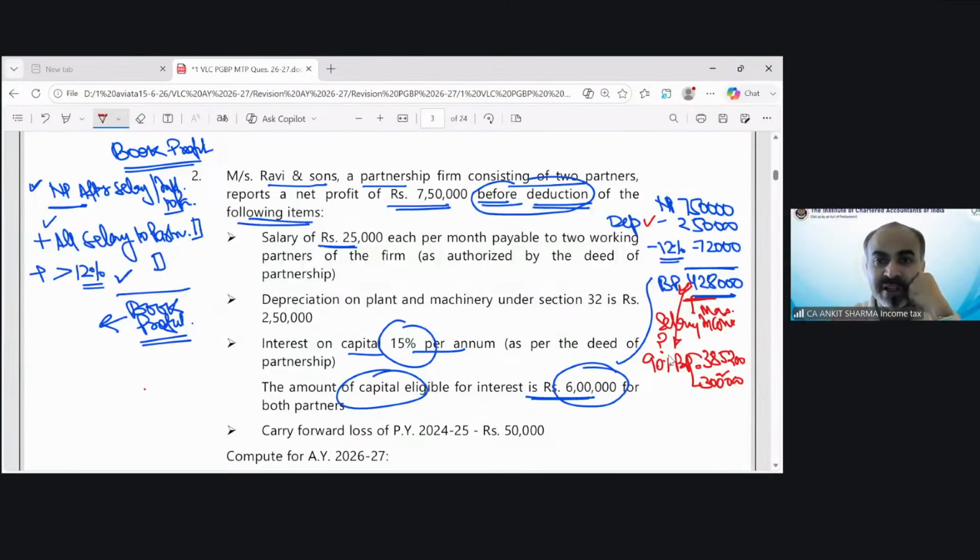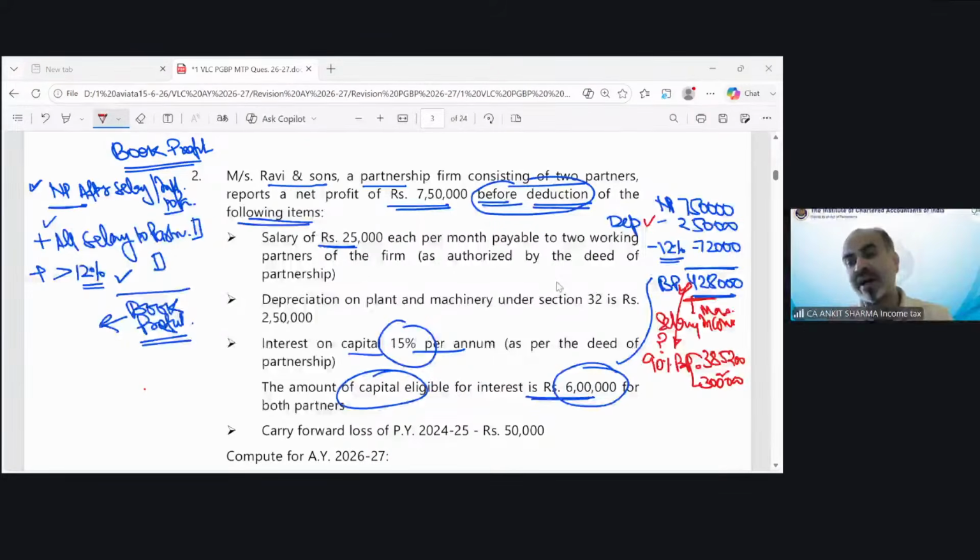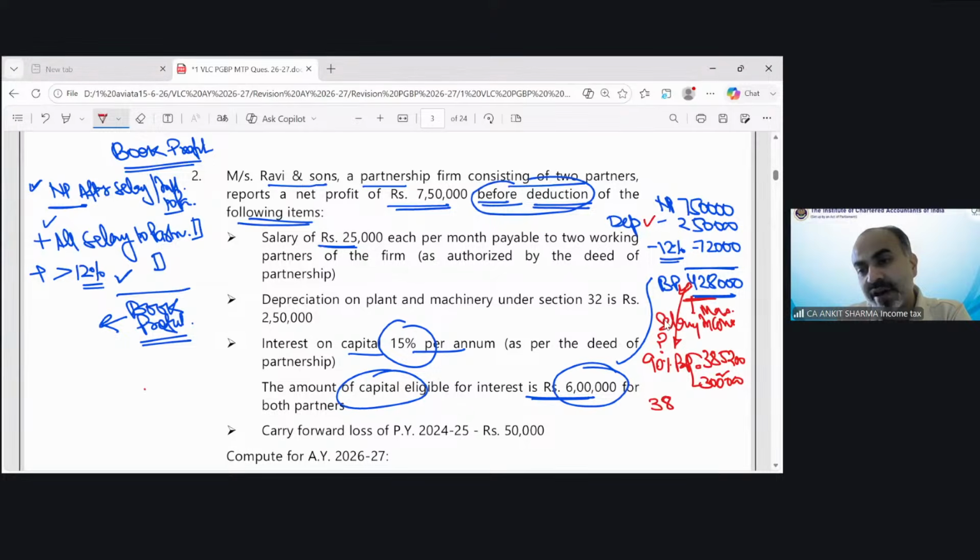Let me see who will tell me. Gaurav is saying higher. Well done, Gaurav. Whichever is higher. Absolutely correct. So that's why whichever is higher. So I will take 3,85,200. This is the maximum allowable salary as per income tax, but this is not the allowable salary.